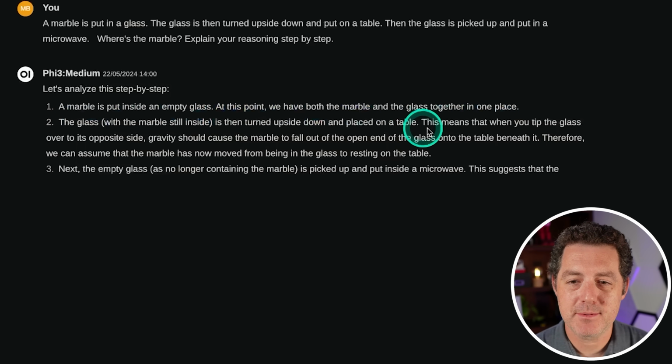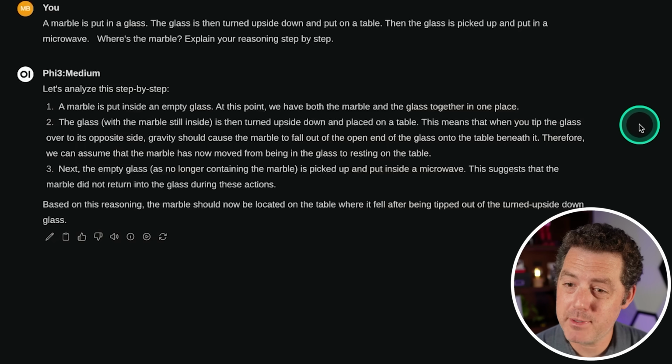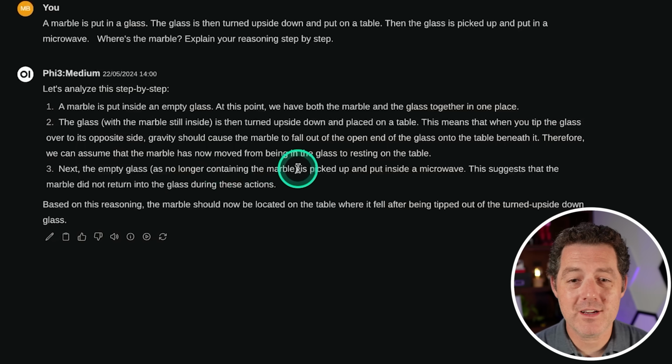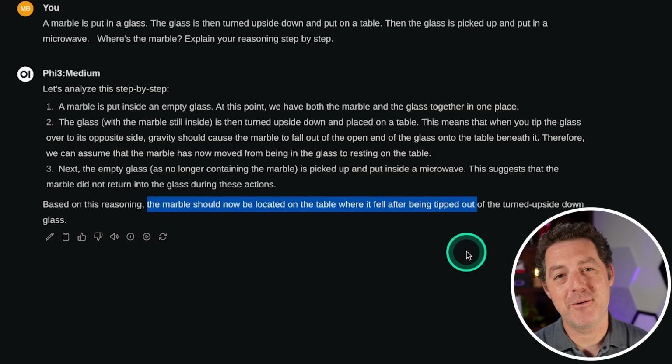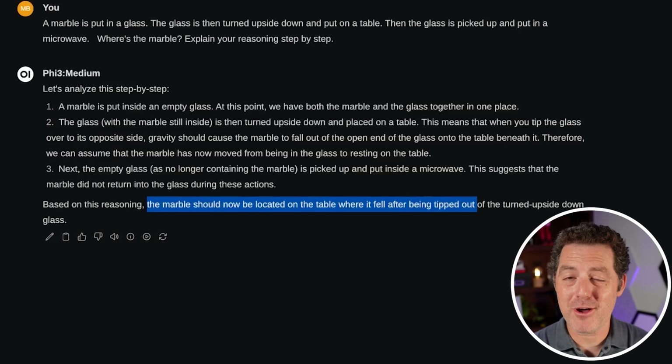The glass is turned upside down, which means when you tip the glass over to the opposite side, gravity should cause the marble to fall out of the open end of the glass onto the table beneath it. Therefore, we can assume the marble has now moved from being in the glass to resting on the table. Next, the empty glass, as no longer containing the marble, is picked up and put inside the microwave. This suggests that the marble did not return into the glass. Based on this reasoning, it's located on the table. Very nice. Very nice. Very few models get this right.